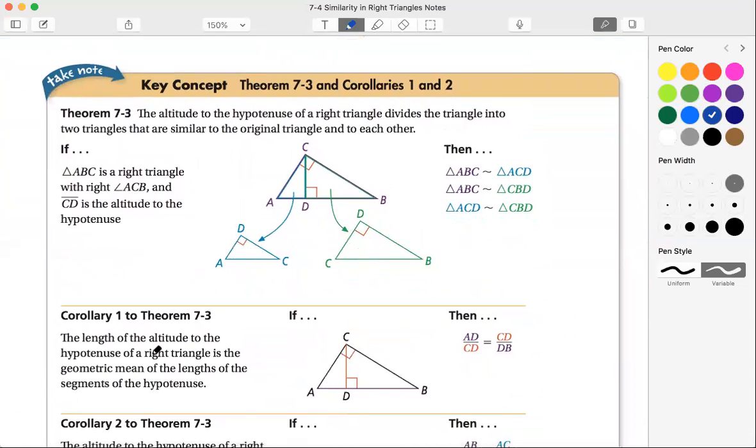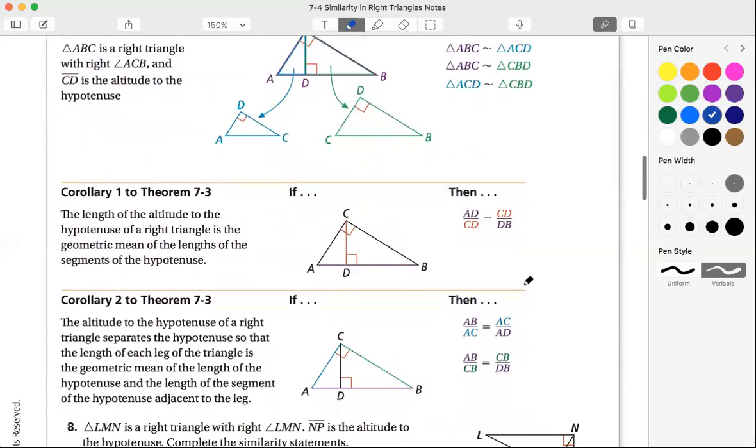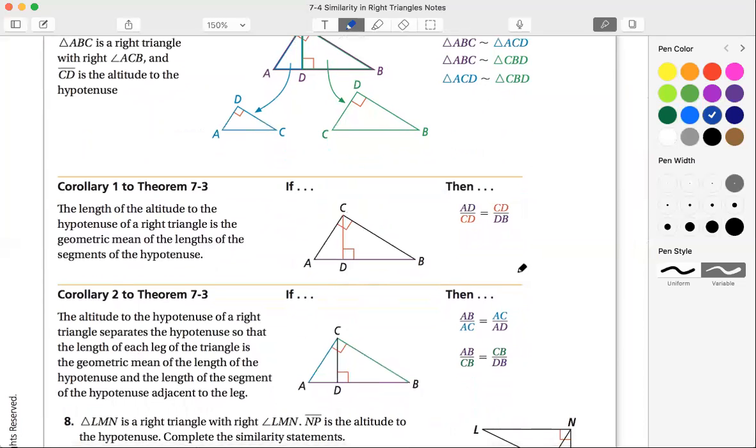So the altitude to the hypotenuse of a right triangle divides the triangle into two triangles that are similar to the original triangle and to each other. So if I have an altitude, I actually have similar triangles to all of them. So all of these things are similar. That means AD is to XD, which is XD to CD.